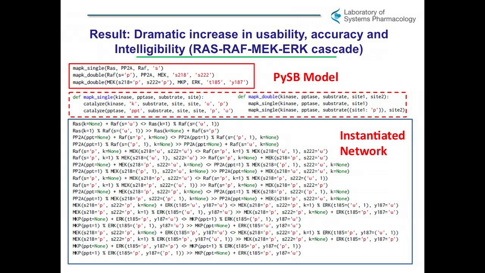It has a phosphatase 2A opposing it. There's a double phosphorylation event, et cetera. So with a little training, you could all read it. It actually builds the underlying machine code.